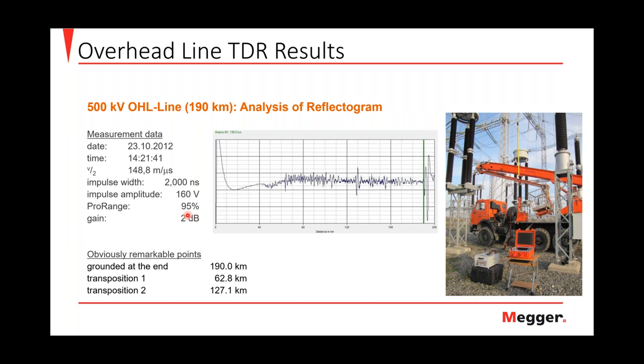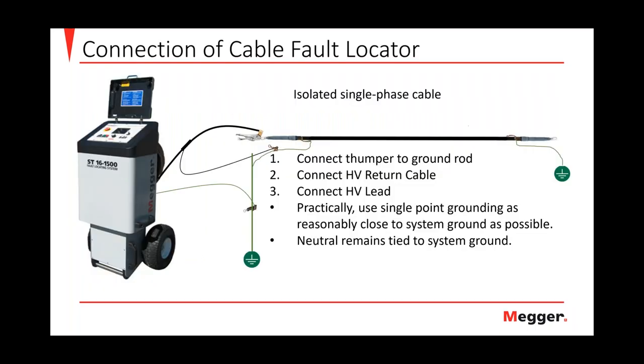The pro range, that dynamic gain, was at 95%, and the gain is currently set to 2 decibels. So what we see is the grounded end of the cable. We see the second transposition there and the first transposition. So these can be difficult to filter in order to identify from one set of cables to another. It can be difficult to read TDR traces, and that's something that comes with practice and a good understanding of how they work.